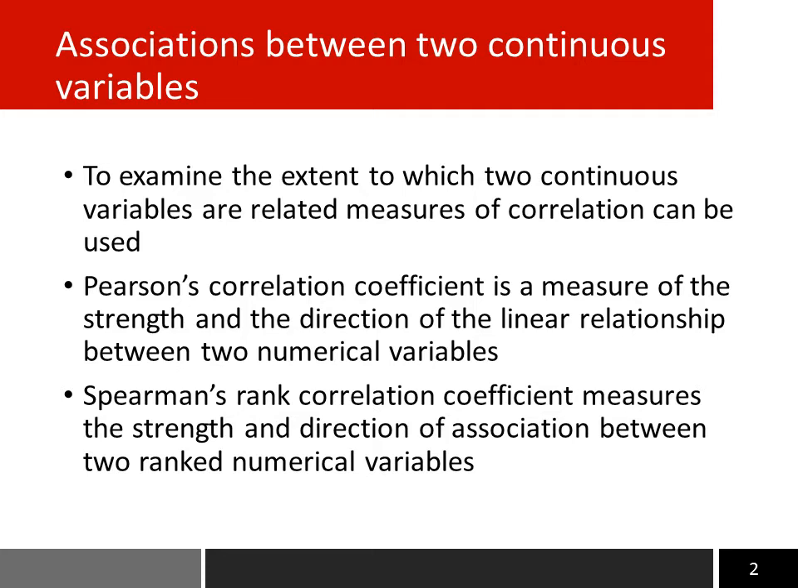Now we are going to move on to look at examining associations between two continuous variables, and we can do this using something called a correlation coefficient. There are different types of correlation, which we won't go into in detail here, but two main types include Pearson's correlation coefficient, which is a measure of the strength and direction of a linear relationship between two numerical variables, and Spearman's rank correlation, which measures the strength and direction of an association between two ranked numerical variables, i.e. they do not need to be linearly related.